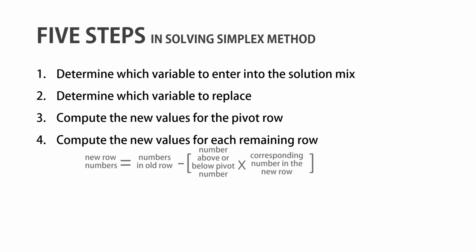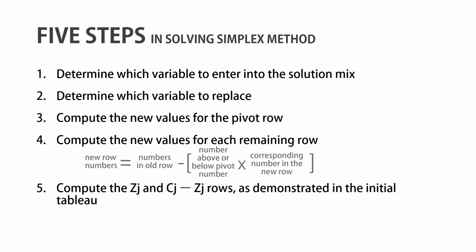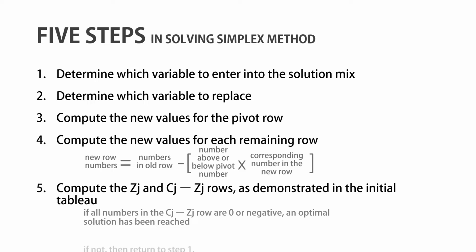Lastly, compute the Zj and Cj minus Zj rows as demonstrated in the initial tableau. If all numbers in the Cj minus Zj row are 0 or negative, an optimal solution has been reached. If this is not the case, return to step 1.